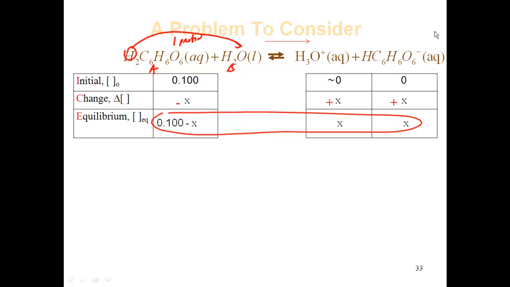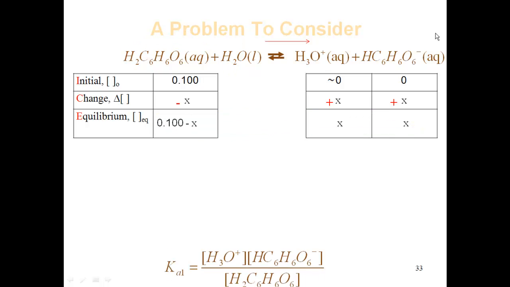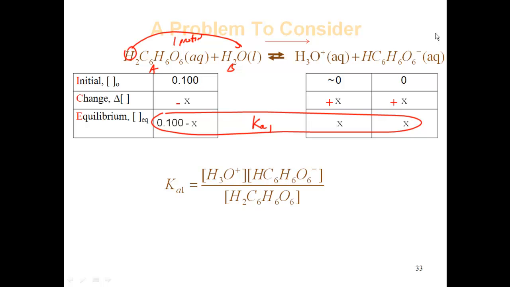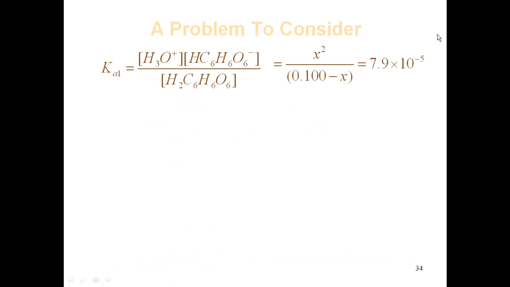Now you have two choices, Ka1 and Ka2. Since this is the first equilibrium of ionization, these are all related through Ka1. If I was dealing with the second equilibrium, it would be Ka2. So now I'll set that up: hydronium ion concentration times my hydrogen ascorbate ion concentration divided by my ascorbic acid concentration. Plug in my values: X for hydronium, X, 0.1 minus X. I get X squared over 0.1 minus X is equal to 7.9 times 10 to the negative fifth.